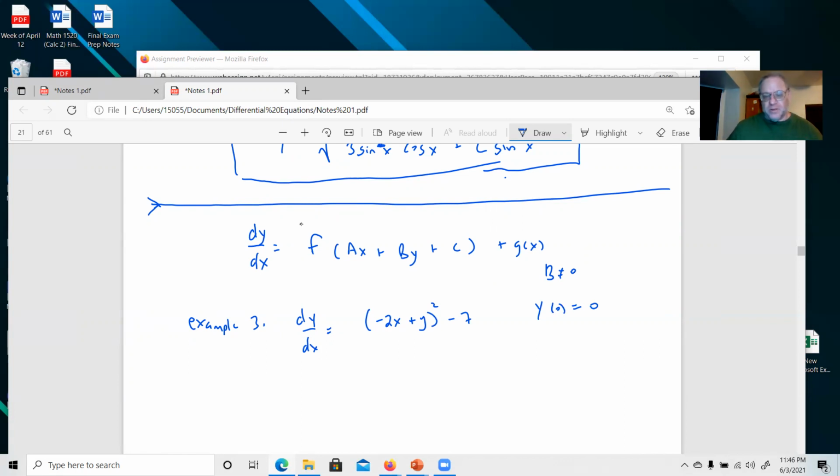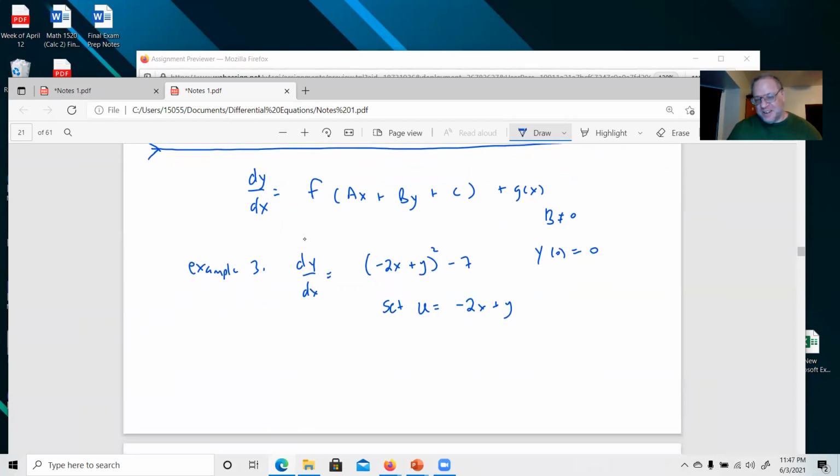Okay, so the first thing we're going to do is set u equal to this problem area. It's just the stuff inside of the function. That's why I put the parentheses outside, because the 7, we don't care about that. So u is equal to negative 2x plus y. And the nice thing is, with this substitution technique, the derivatives are going to be kind of nice.